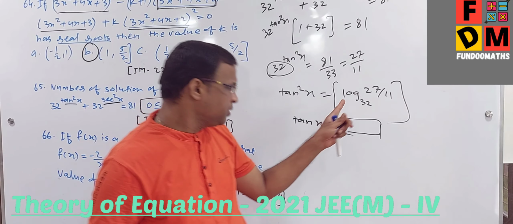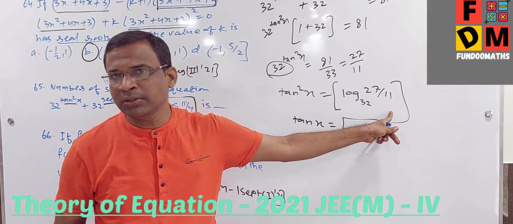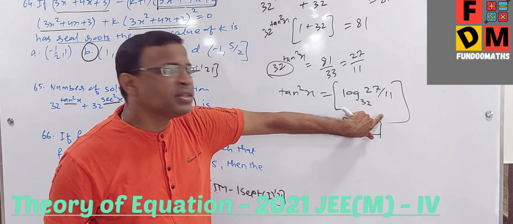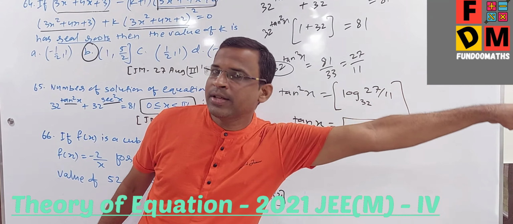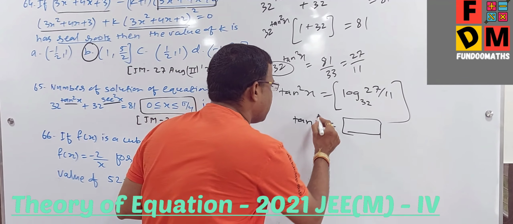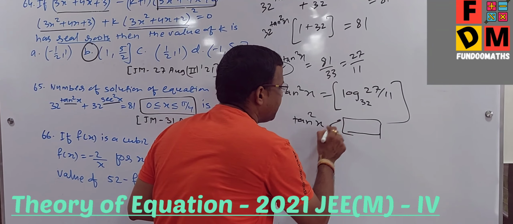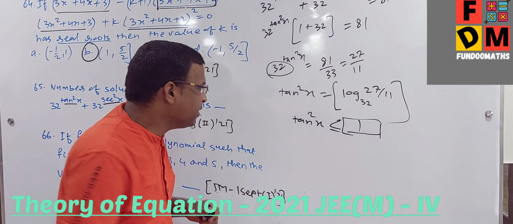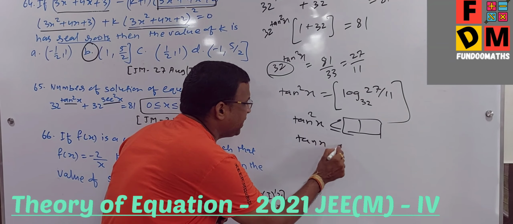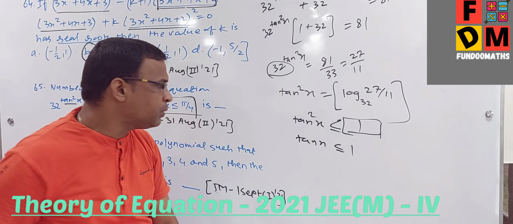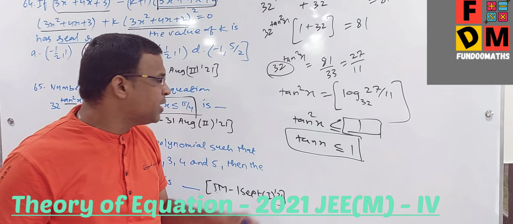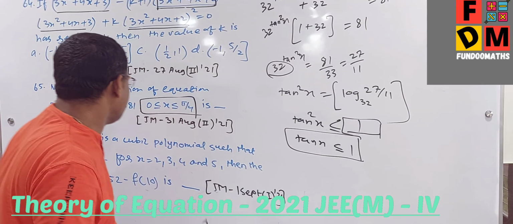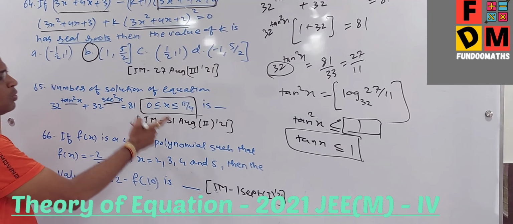Once again I am repeating, the value of this complete bracket is less than 1. Tan square x is less than 1, so tan x will again be less than 1, because taking the square root gives you that. And obviously tan pi by 4 is 1, so x will be in between 0 and pi by 4. So that's it. Number of solutions: one solution.